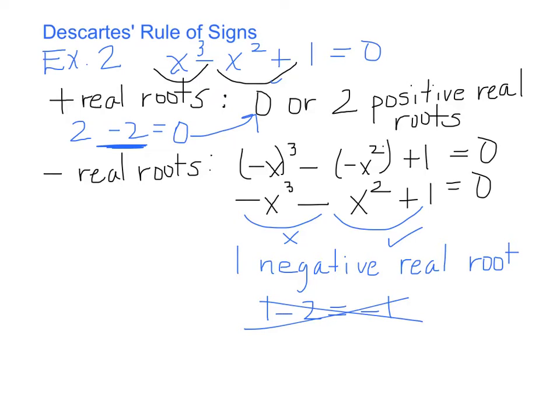Okay? Now, you also have to realize the 3 means that there are 3 actual roots. So if there's one negative, then the other 2 have to be positive, or the other 2 have to be imaginary. Okay? So then we'll try another one.